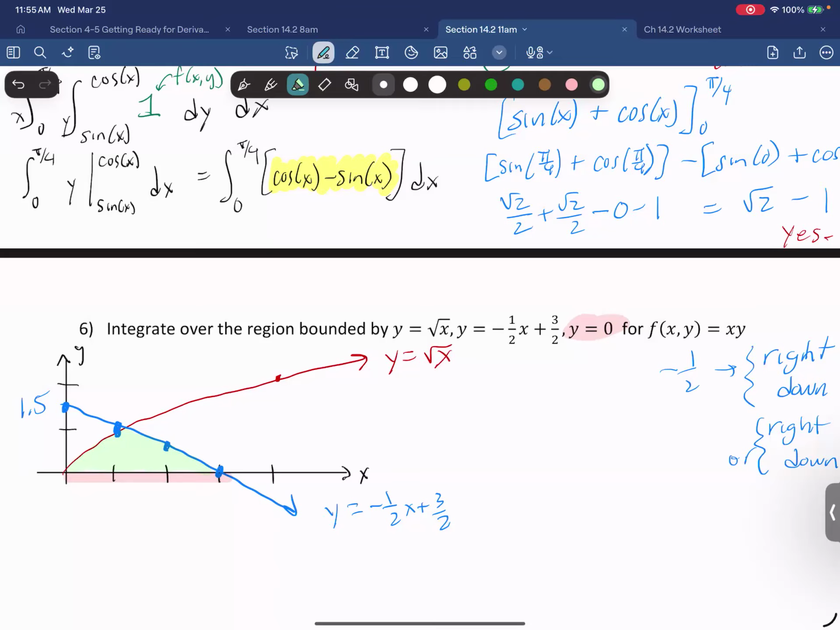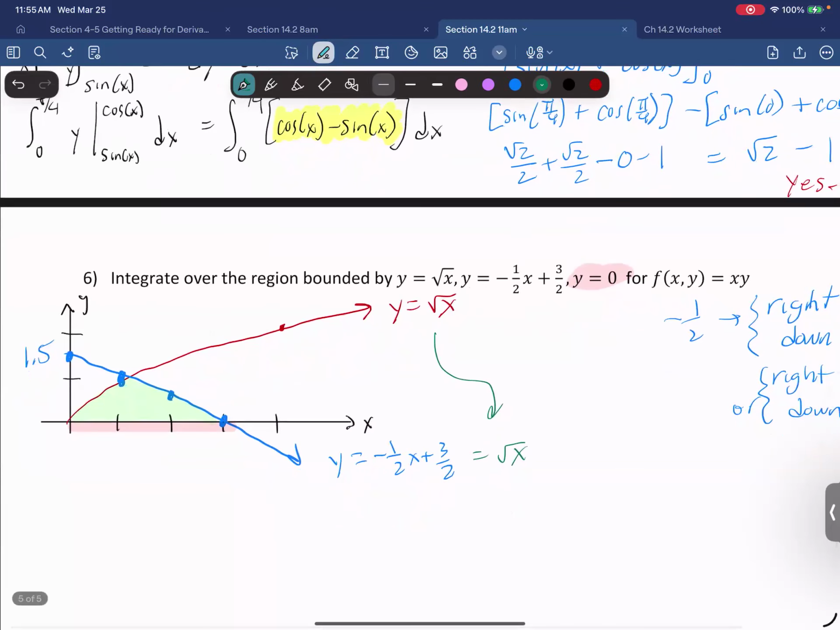Now, to find that point of intersection, we can set these equal. And if we square them, in the interest of saving time, we only got 6 minutes left. In the interest of saving time, this is going to fall out where you see that x does equal 1 and y equals the square root of 1, which is 1, which tells us that point of intersection is 1, 1.